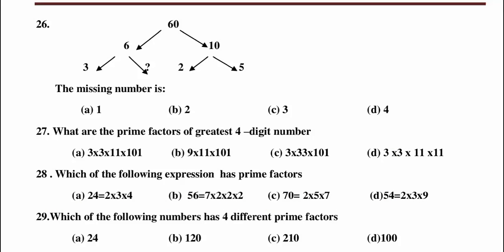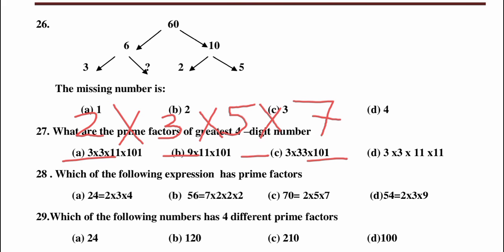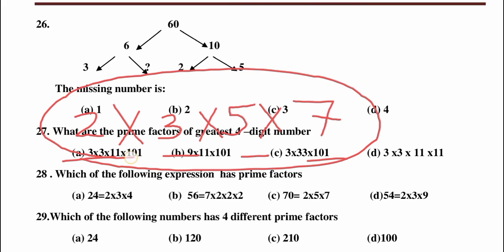Question number 29. Which of the following numbers has 4 different prime factors? So we know that the prime factors are 2, 3, 5 and 7. Now we have taken 4 different prime factors, right? If I multiply these prime factors, then I get the number in the answer. So 2 threes are 6, 6 fives are 30, 30 sevens are 210. So the answer is C, 210.